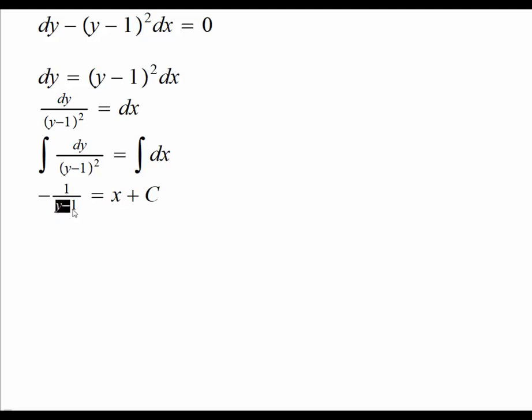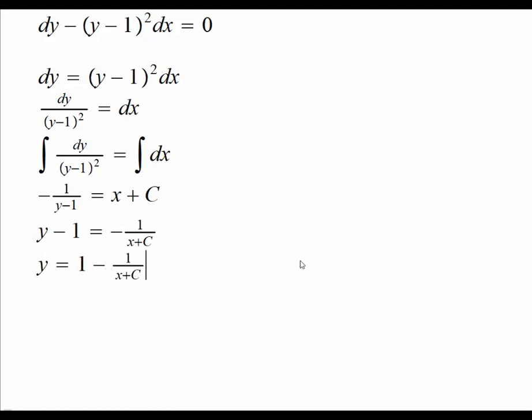Let's take the reciprocals because I have to solve for y. So this becomes negative 1 over x plus c. I wrote capital C, but you can write a small c if you would like. And here we go. So ultimately, our solution is what?